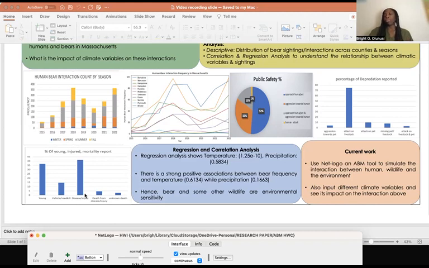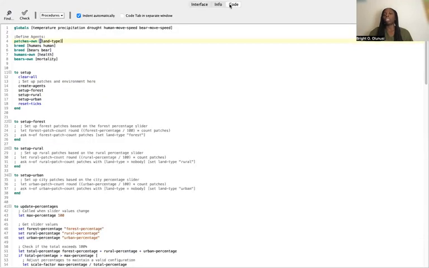Now, how does my work help in this situation? I use NetLogo as a tool to simulate the interaction between human, wildlife, and the environment, where we could input different climate variables and understand better the impact of these variables on our outcome, which is human-wildlife interaction, conflict, coexistence. Now, we write a lot of code in this space.